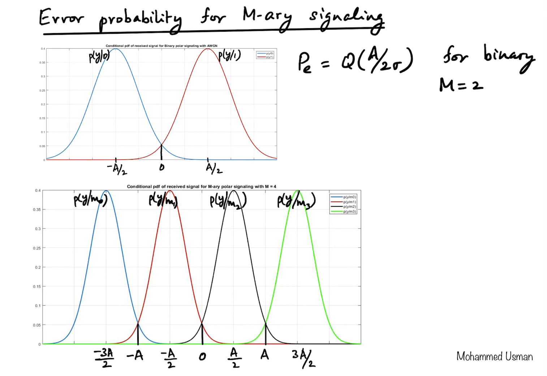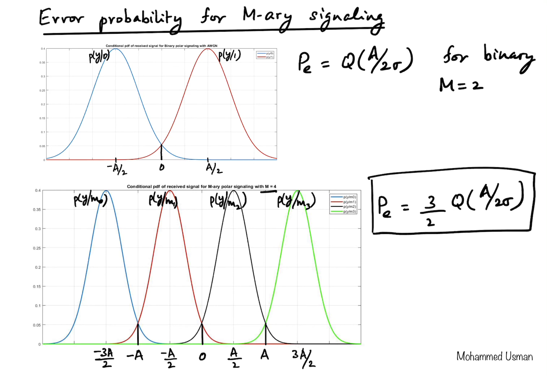Next, we also derived the error probability for the M-ary case with M equal to 4. So we did it for M equal to 4, and we got the expression for the error probability PE as 3 by 2 times the Q function of A by 2 sigma. So that's the final expression we had for M equal to 4.